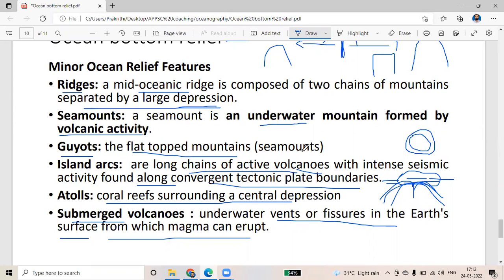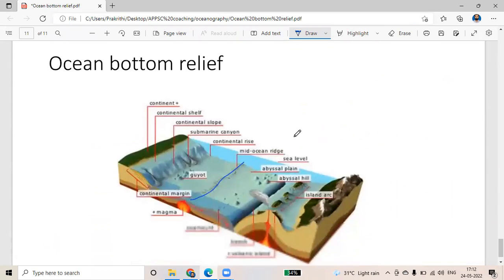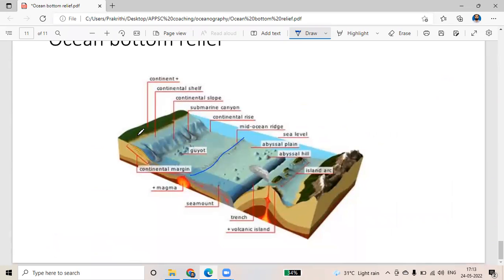So these are some of the minor oceanic relief features. The first major ones are done. This is the continent, then the continental shelf region, then the continental slope region, then canyons and the trenches, then the rise, a slope here, then the abyssal plain in this region. Then its features like abyssal hills and island arcs. Now look, at the island arcs the magma comes out from here, so because of deposition there will be land.